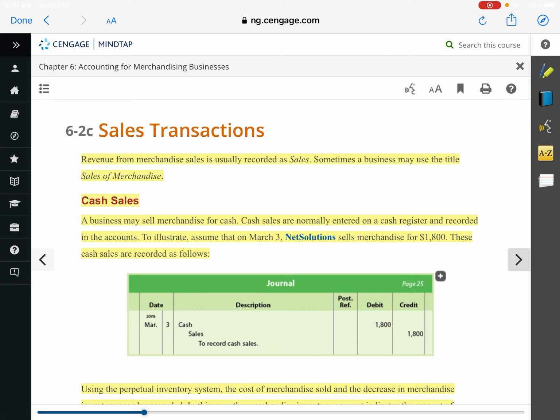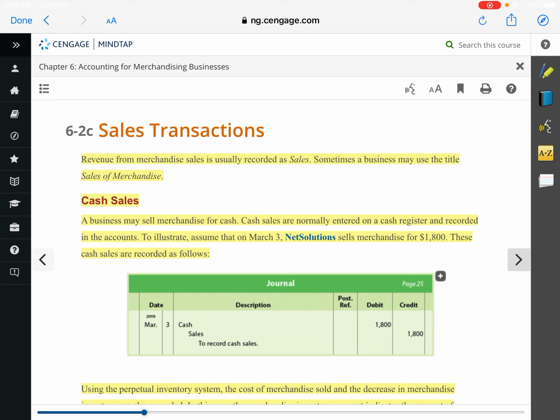And then in the second entry, we are crediting merchandise inventory. Merchandise inventory is an asset. So by crediting this asset, we are decreasing the amount of that asset. That makes sense as well because we've sold these goods, so we no longer have them in our store, in our warehouse. So we shouldn't have them sitting on our books. That's the purpose that we make these 2 journal entries every time we make a sale.